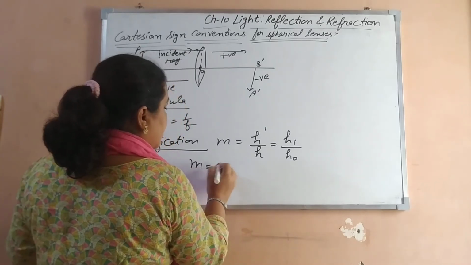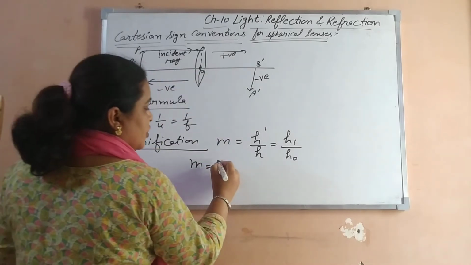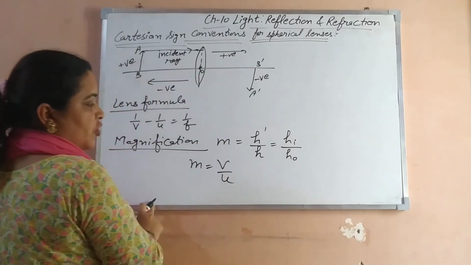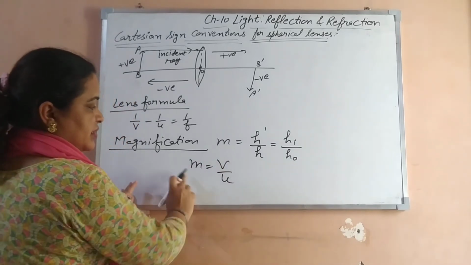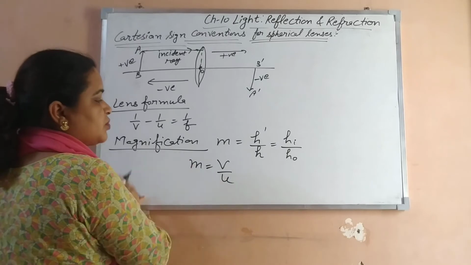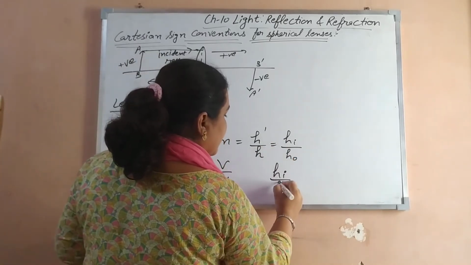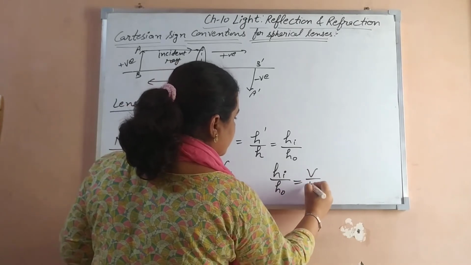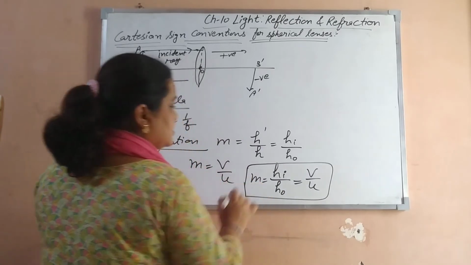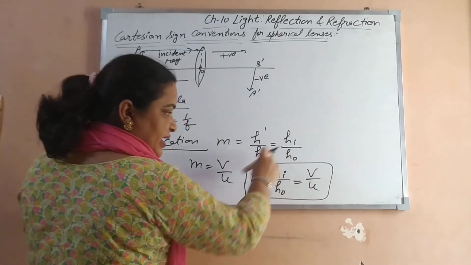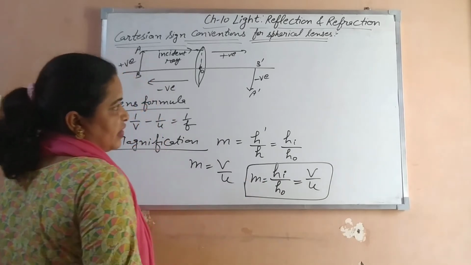In terms of horizontal distance, that is x-axis distance, v and u, it is given by the formula v by u. It is also the ratio of image distance to object distance. There is no minus in this; after this we will put the sign convention. So height of image upon height of object is equal to v by u, and that is equal to magnification. This relation is used when these quantities are given in the numerical. After putting the sign convention we can find magnification.